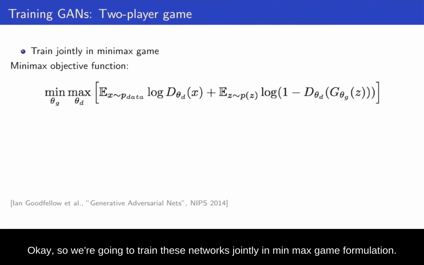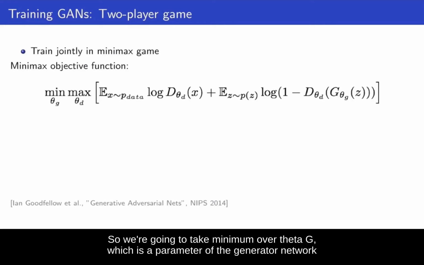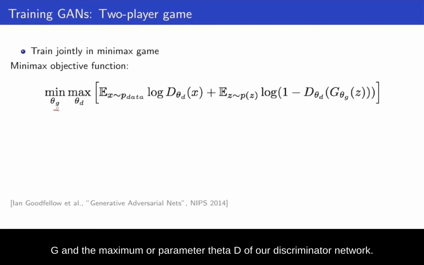Okay, so we're going to train these networks jointly in a minimax game formulation. You can see the minimax objective function here. We take the minimum over theta g, the parameters of the generator network g, and the maximum over theta d, the parameters of our discriminator network.